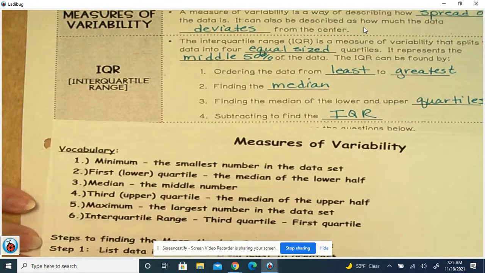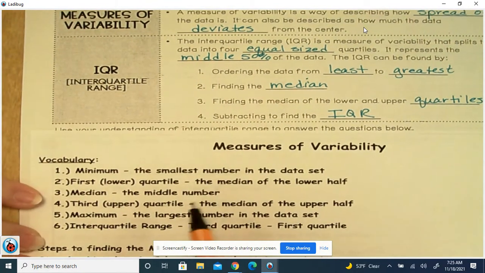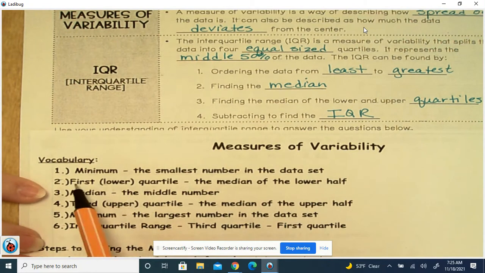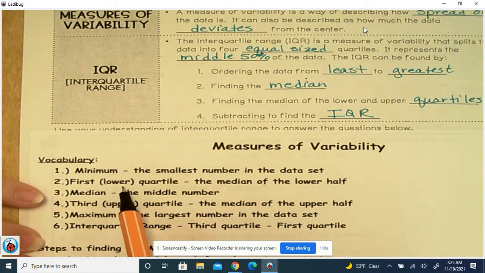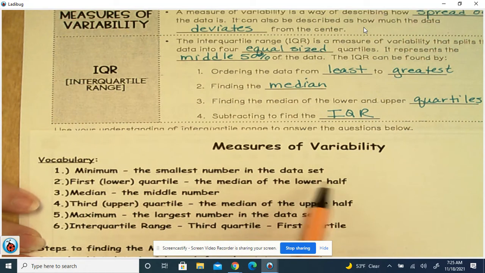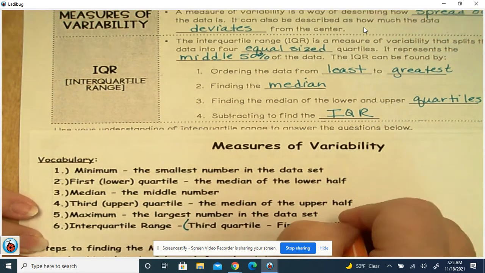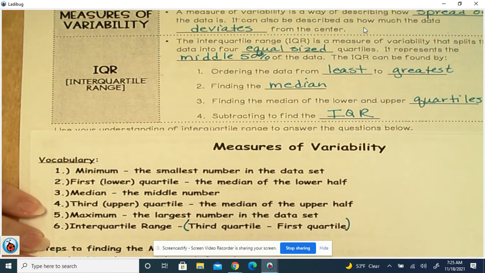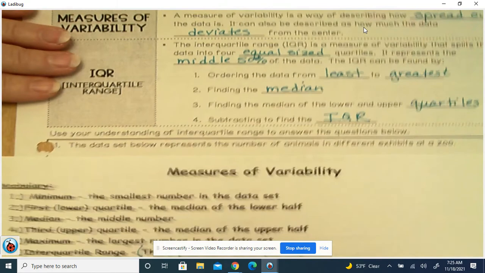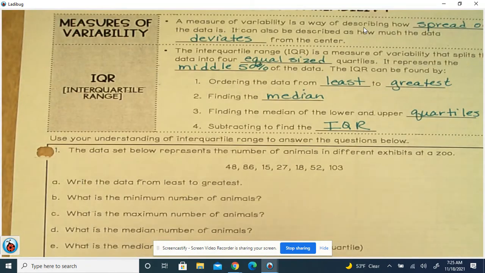You've got the minimum number, which is the smallest number in the data set. The first quartile, which is also known as the lower quartile, is the median of the lower half. The median is the middle number. The third quartile, or upper quartile, is the median of the upper half. The maximum is the largest number in the data set, and then the interquartile range is the third quartile minus the first quartile. So we're going to look at what we have here as far as a problem.